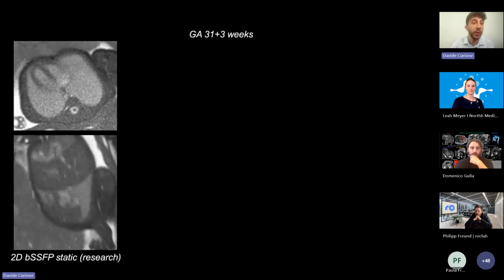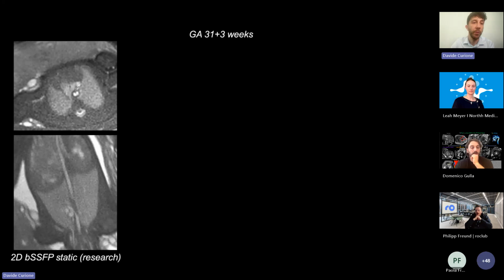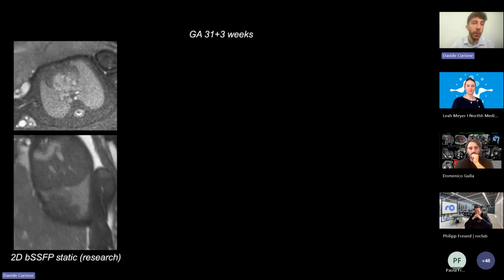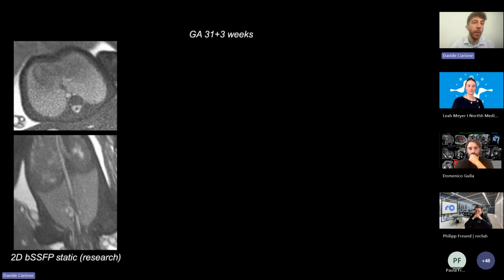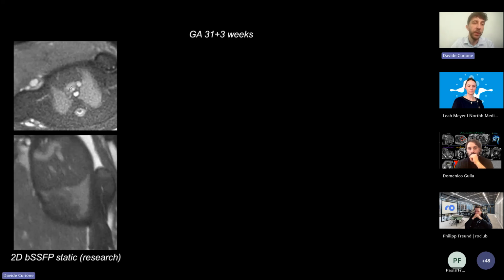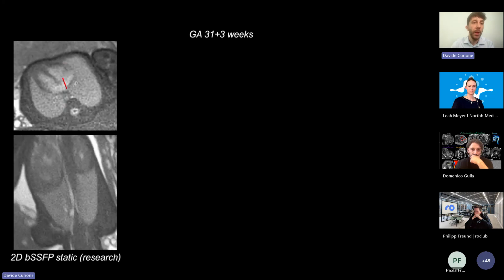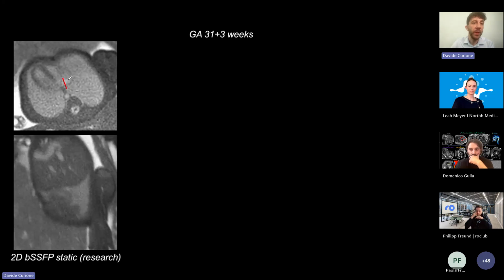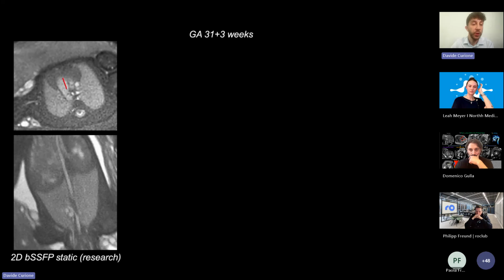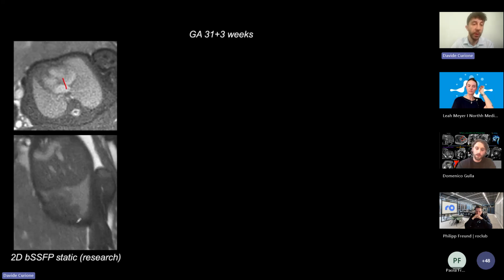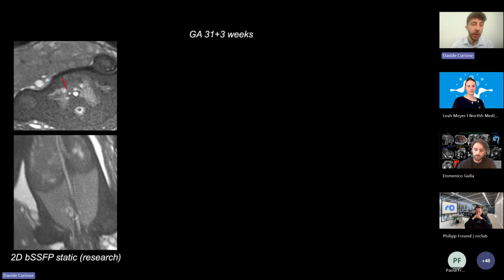Moving on to another case, this was a case of a double outlet right ventricle, and we can see both great vessels coming off the right ventricle with a discrepancy between the pulmonary artery, which is this, and the aorta, with a hypoplasia of the aorta extending through the arch, which is also visible in the coronal plane and is more evident. This is the aorta.